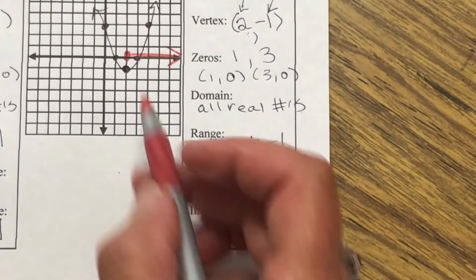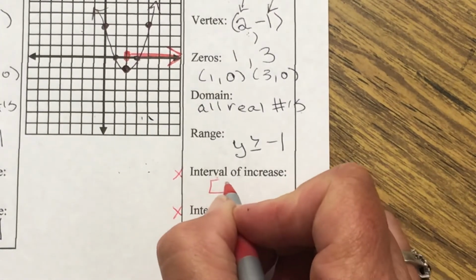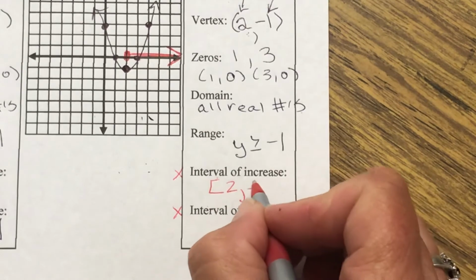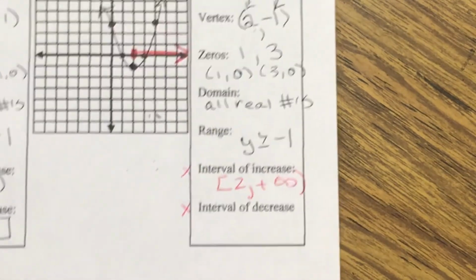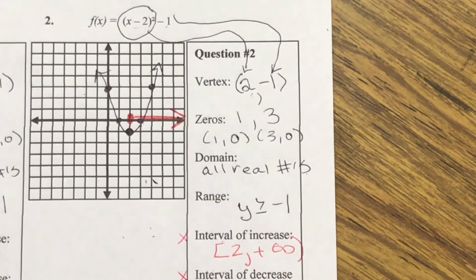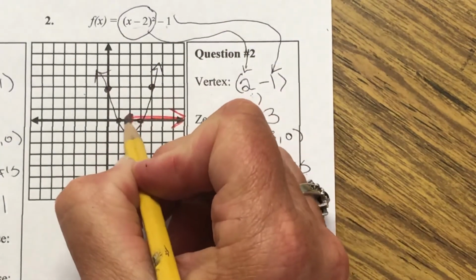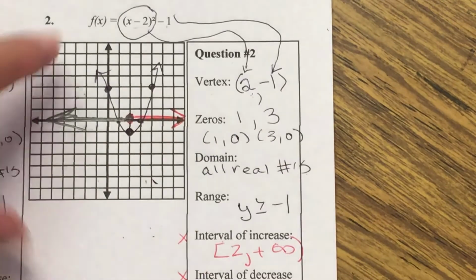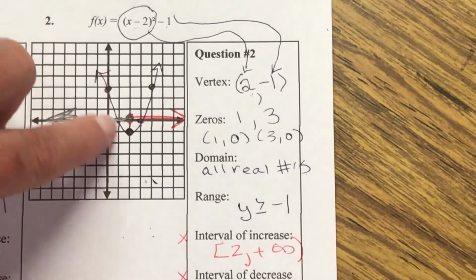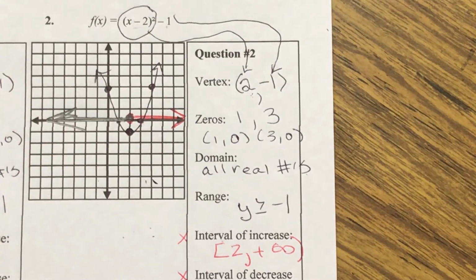So the increase is from 2 all the way up to +infinity. And we know that the decrease is this direction. This is our decrease here. So we know from that point and this area is our decrease.